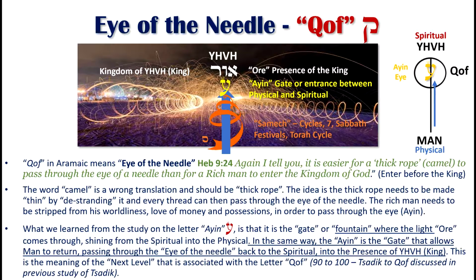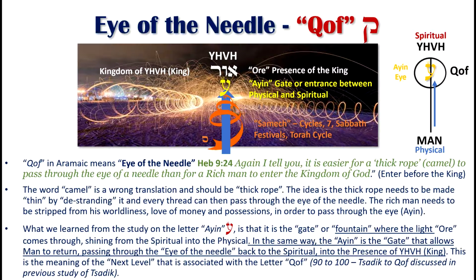So the Kuf, if you look at this picture on the right with the ancient Kuf, we see that it is, in Aramaic, the eye of the needle. Now there's a scripture that says it is easier for a thick rope to pass through the eye of a needle than a rich man to enter the kingdom of God. The concept of a thick rope and a rich man is that a thick rope needs to be de-stranded and then put through the eye strand by strand. So he needs to rid himself of his possessions. Just like Cain needs to let go of the physical things, a rich man needs to let go of physical things in order to pass through the Kuf. So this is a picture of Cain, who did not let go of his Nun, his fruitfulness, his offering, his riches.